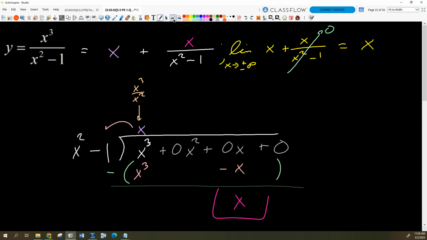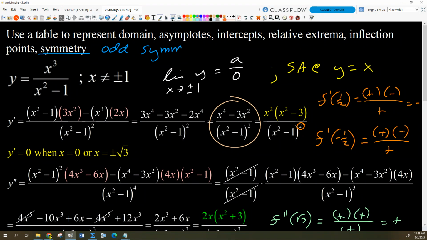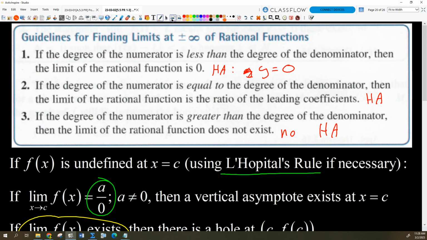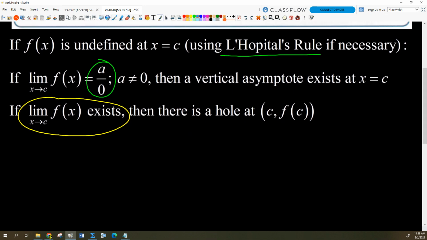It's only if I get something that's indeterminate that I'd have to go further. If it's indeterminate, keep going. I'm either going to end up getting a over 0, which means it is a vertical asymptote, or the limit exists, in which case it was just a hole. Okay? Make sense? Okay.